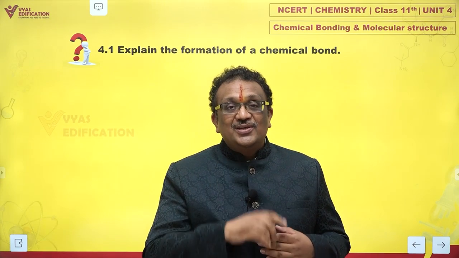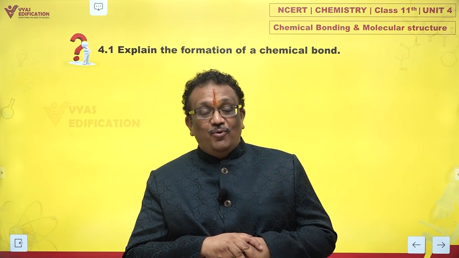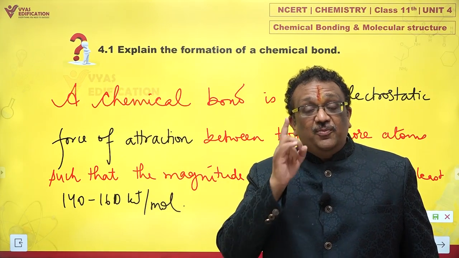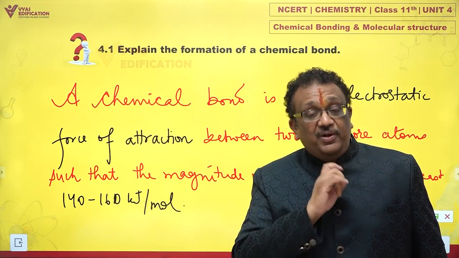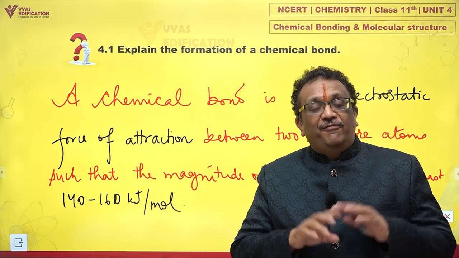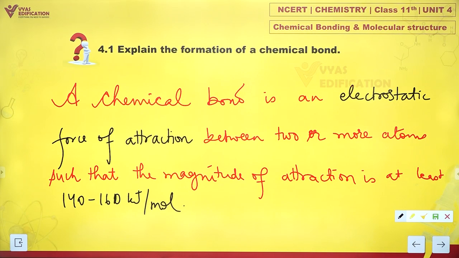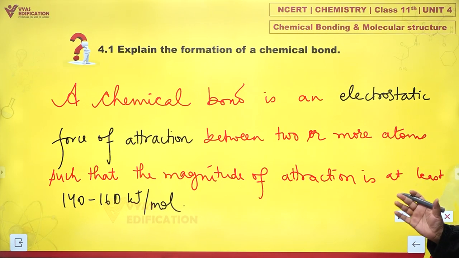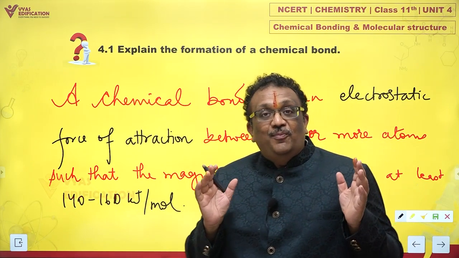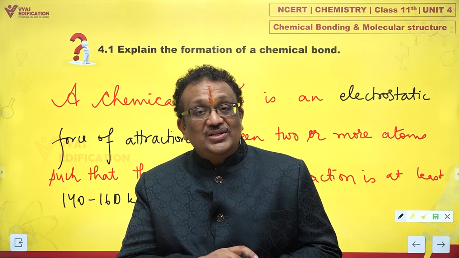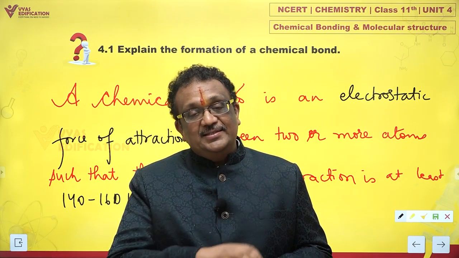So this brings us to the precise definition of a chemical bond. Let me repeat it once again, and you must repeat it with me, because usually a very dilute and approximate definition is used, and this is the accurate one. A chemical bond is an electrostatic force of attraction between two or more atoms such that the magnitude of attraction is at least 140 to 160 kilojoules per mole. This is what a chemical bond is.